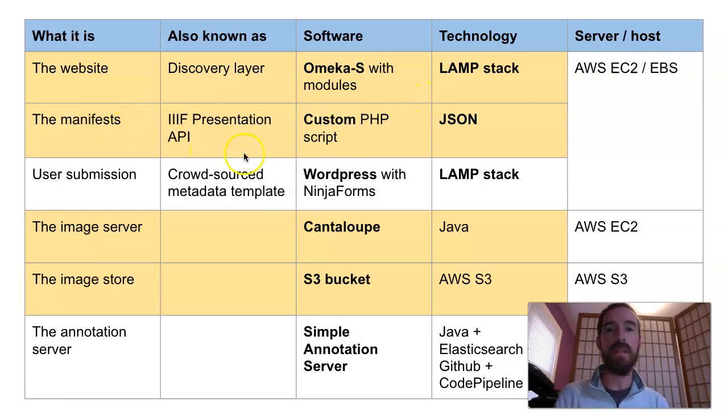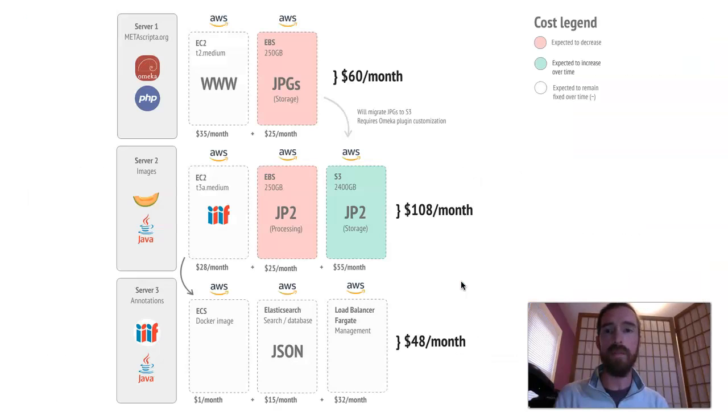The manifests are being generated by a custom PHP script. The images are being served by Cantaloupe, which is running on its own Java server. We didn't end up running an image server on the LAMP stack. And the images are stored in an S3 bucket in AWS S3 for cost control.